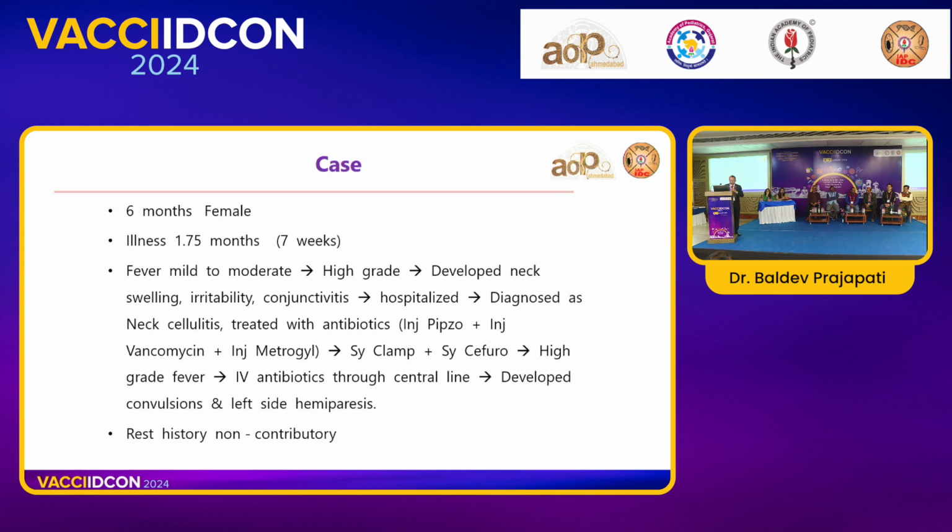This was a 6-month-old child, second case. Illness of 7 weeks. Fever mild to moderate, then high grade. Developed neck swelling. Child was irritable. Hospitalized. Diagnosed with neck cellulitis. Treated with antibiotics. You can see that almost everything was given, but no response. Meanwhile, child developed convulsions and even left side hemiparesis. Rest of the history was non-contributory. Anybody can give the thoughts, what thing is going on?